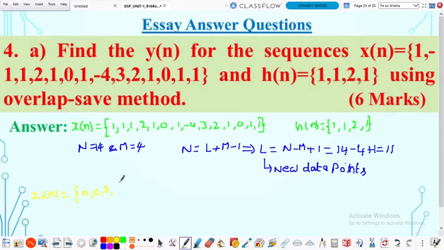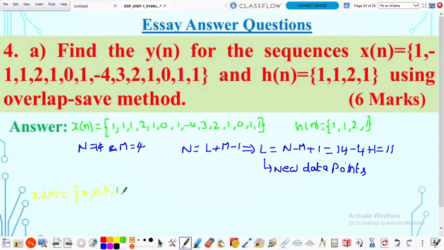And after that, the remaining data points are considered as new data points. What is the length of the new data points? L is equal to 11. So consider 11 data samples from the given input sequence x of n.